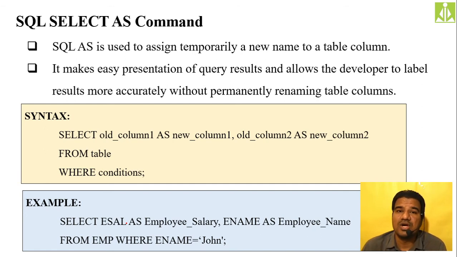So select old column name AS new column name, comma, another old column name AS new column name, from table name, and you can even employ the WHERE clause over here, because it is a select query, so you can easily apply the where condition. Now what I will do, I will select the salary and the name from the employee table, where the employee name is John.